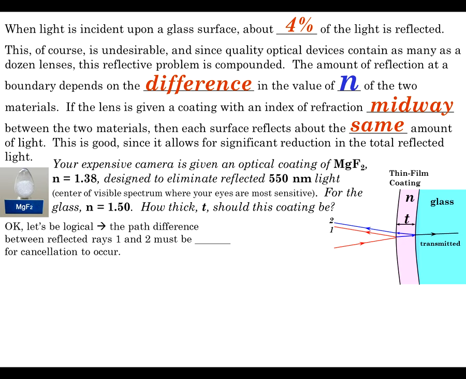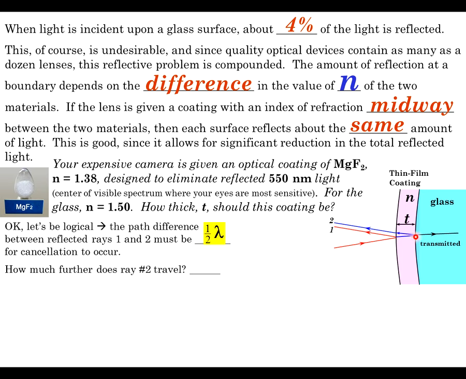Did you write it down? All right, you got it in your head? Is it going to be a whole wavelength or half a wavelength? Well, whole wavelength means constructive interference. So you want a half a wavelength for destructive. So how much further does ray number 2 have to travel? How much farther does this travel?